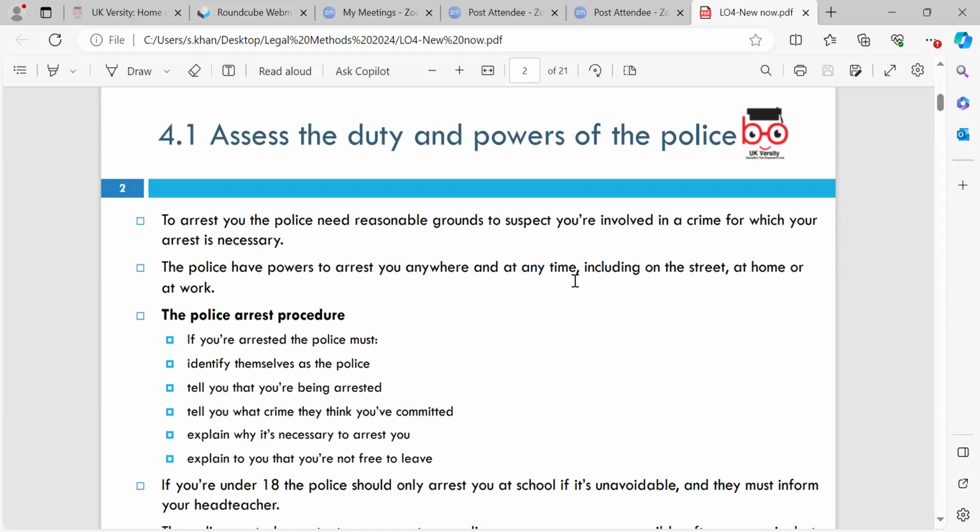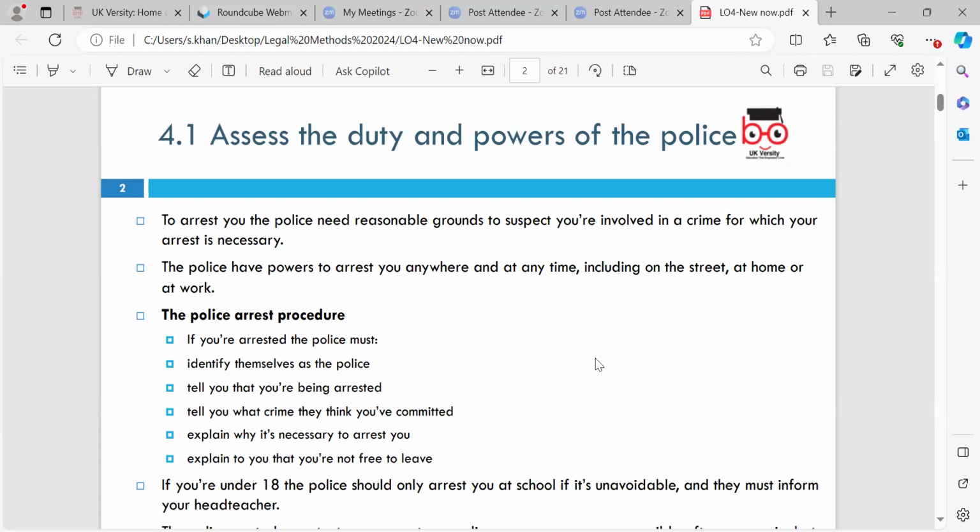Firstly, to arrest you, the police need reasonable grounds to suspect you've been involved in a crime for which your arrest is necessary. So police are not allowed to just arrest you for no reason. They must have some suspicion, or they must suspect something that you have done, or that you've committed a crime. The police have powers to arrest, which I've just mentioned under the PACE Act, anywhere at any time, including on the street, at home or at work.